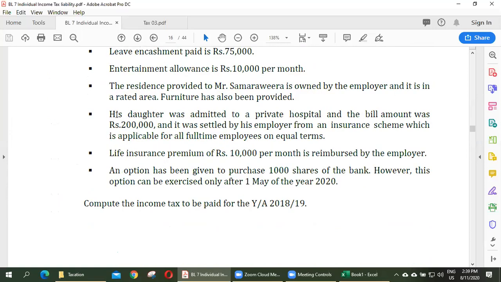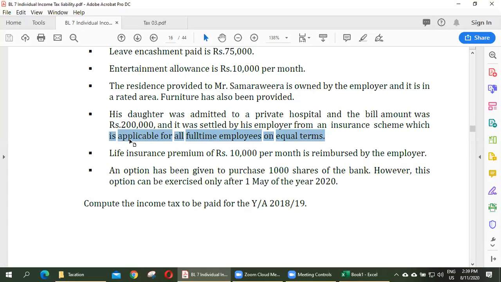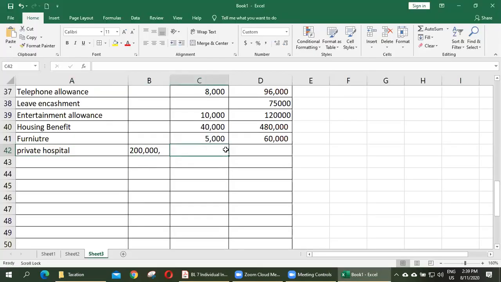His daughter was admitted to the private hospital and the bill was 200,000. It was settled by his employer from an insurance scheme which is applicable to all full-time employees on an equal basis. So therefore, we can't take this value as income, right? The private hospital bill is not income.